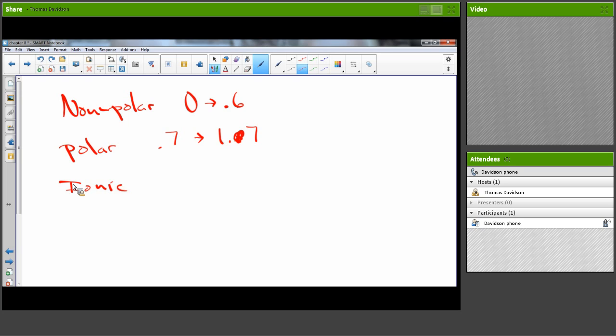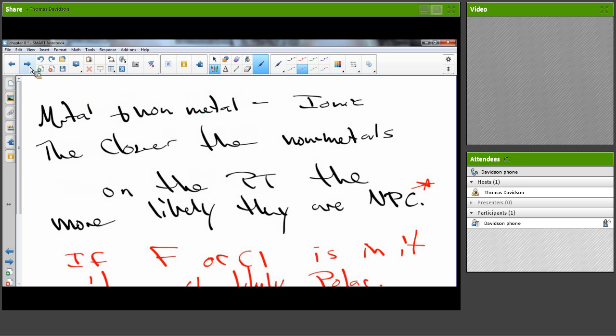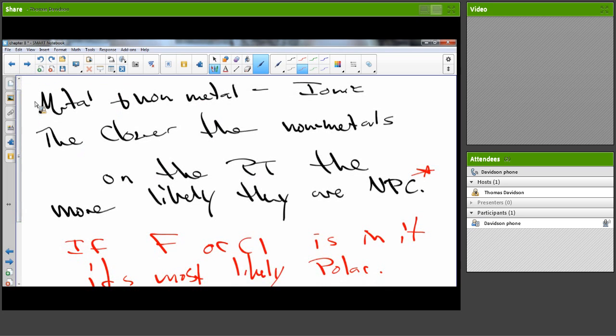Yep. So here's an ionic bond. It's a difference that's greater than 1.7. Okay? Now, you don't have to have this memorized. What I would have you know is this. Just feel it, right? If it's a metal and a non-metal, it's ionic.